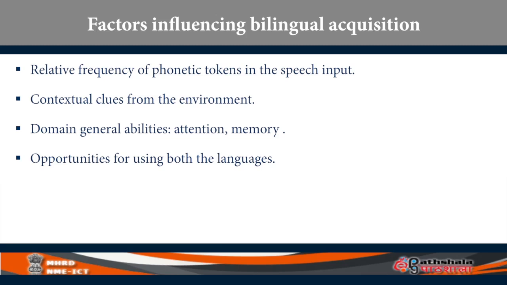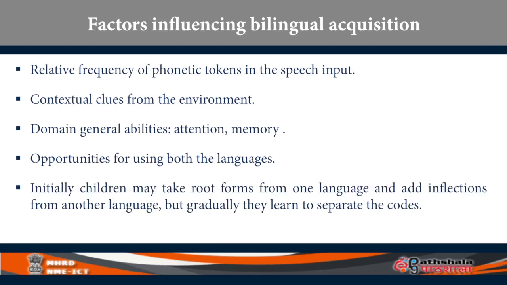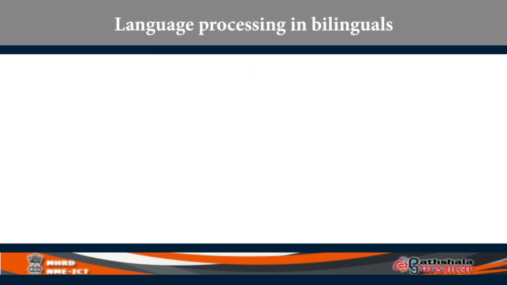So children, when it comes to the word level, there are occasions when they take roots from one language and add inflections from another language. Of course, gradually they learn that the root belongs to English and the inflection is Hindi, and they should not mix the two. Code separation happens gradually. So, what kind of language processing research has taken place on bilinguals?